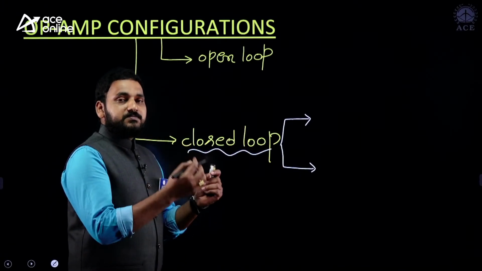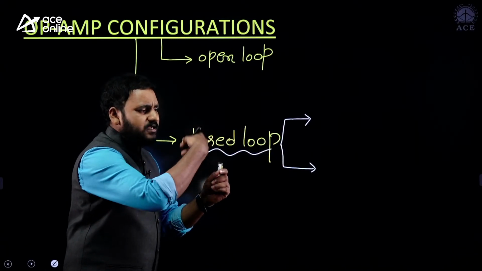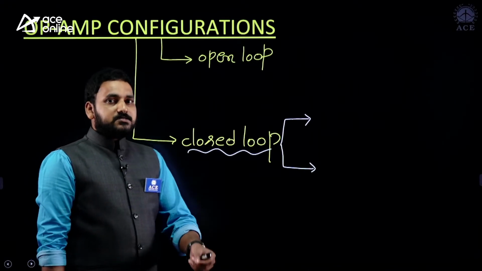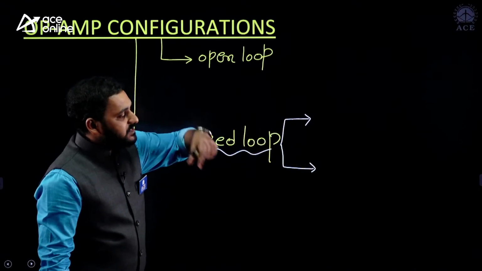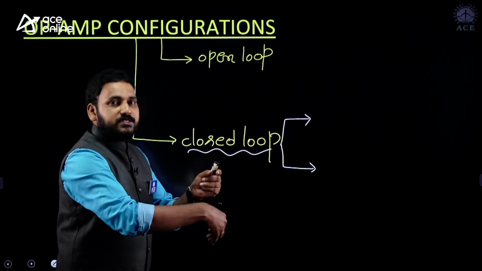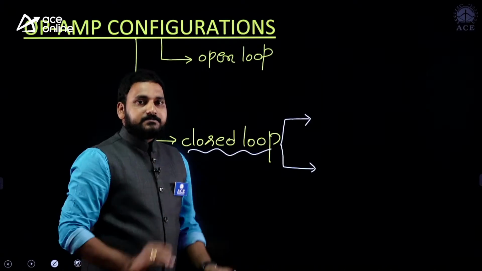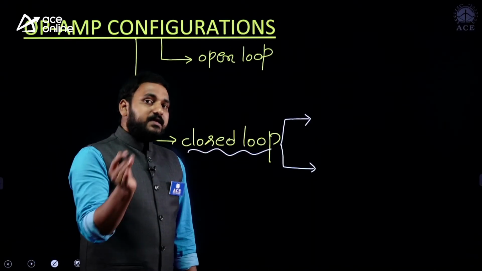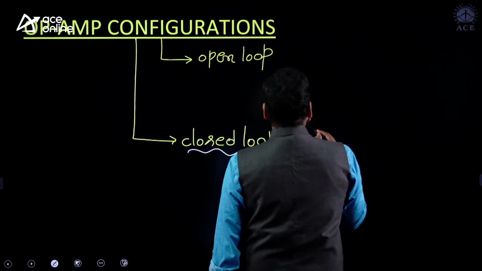Feedback means taking some sample from the output and connecting it at the input. Sir, how can you take and connect, sir? By using resistors. Sometimes capacitors and inductors also can help us to take the sample from the output and mix it at the input. So feedback, how you are connecting. Based on the orientation of sampling and mixing, in closed loop, amplifiers are again classified into 2 types: positive feedback and negative feedback.